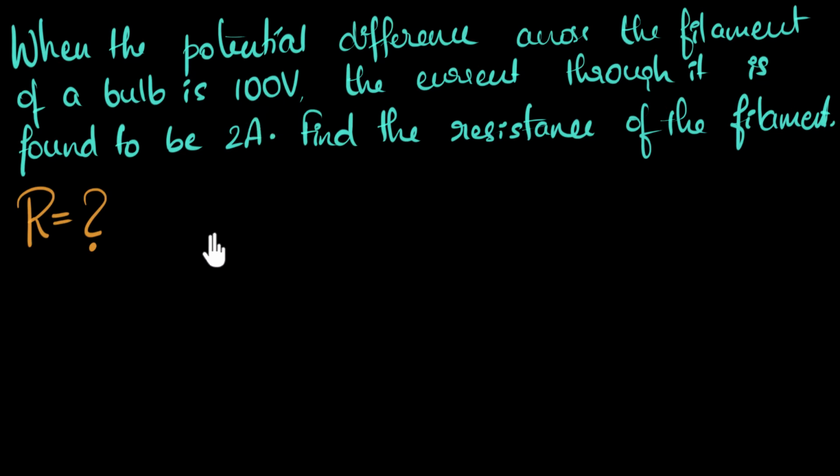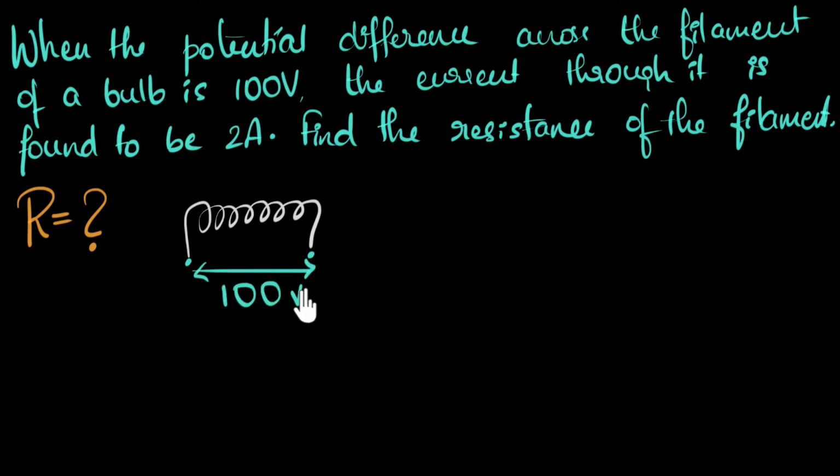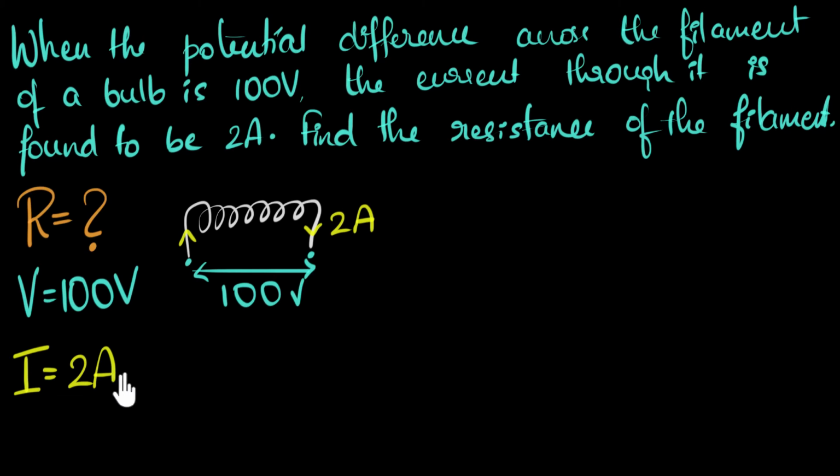And what we are given is the potential difference across the filament of the bulb is 100 volts. So let's draw what's given to us. Imagine here's the filament. The potential difference across this is 100 volts, so V is 100. And the current through it is found to be 2 amperes. So there's a current running through it, and this current is 2 amps. So I is 2 amps.